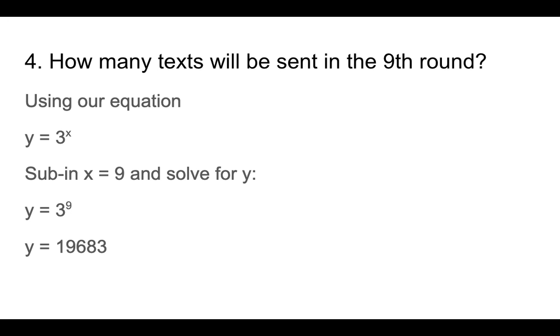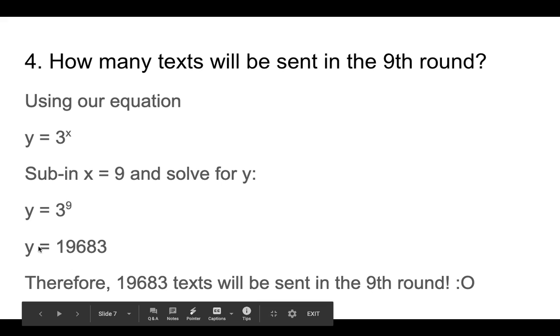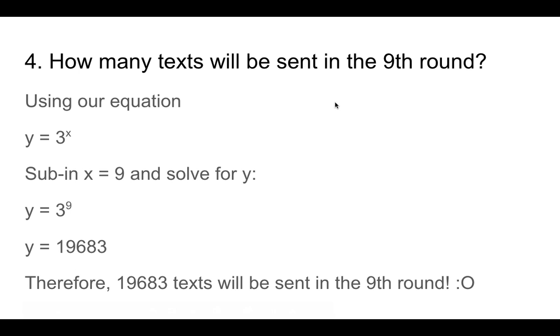The button on my calculator is a y to an exponent x, but I think some of you have the little triangle pointing upward. Like if you do shift 6 on your computer, you might see that symbol. So try that out and make sure you can get the right number. So therefore, 19,683 texts will be sent in the 9th round. That's crazy, right? So be careful with what you share with people on text or in social media. You never know how many people are going to say those things.